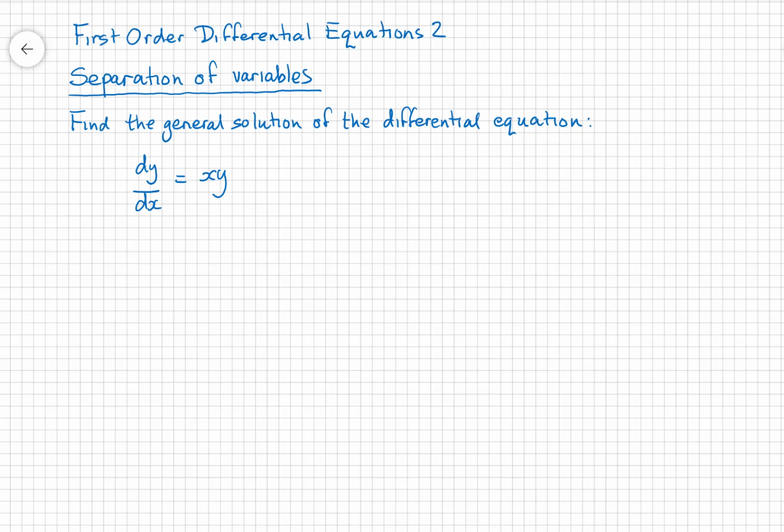here. This one is dy by dx is equal to xy. And so rather than just being equal to a function of x, it's equal to both a function of x and y. And so we need this new idea of separation of variables to be able to solve this differential equation. We begin by taking the y over to the other side, so that we get 1 over y dy by dx is equal to x.